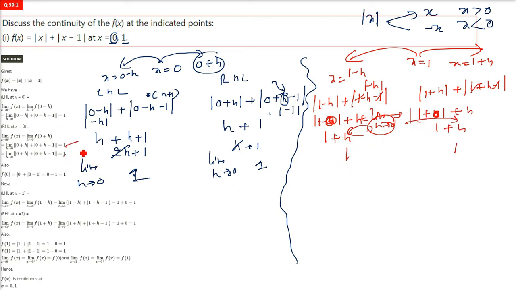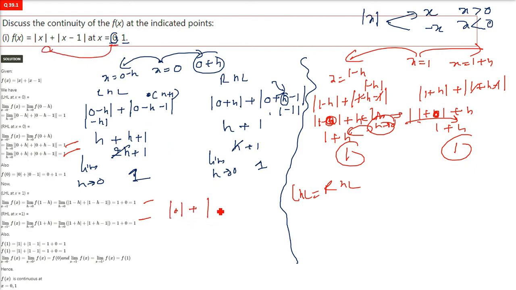So in both the cases, at x equals 0 and x equals 1, LHL equals RHL. So the limits are equal. Okay, so we can very well say that this is continuous, because we need to check at x equals 0. So let me give you the final verdict. Mod 0 plus mod 0 minus 1, what do you get? Mod 0 is 0 only, because f(0) we have to also find out, f(1) also we have to find out. So this is going to be mod 0 is 0, 0 minus 1 is minus 1, and mod of minus 1 is 1.